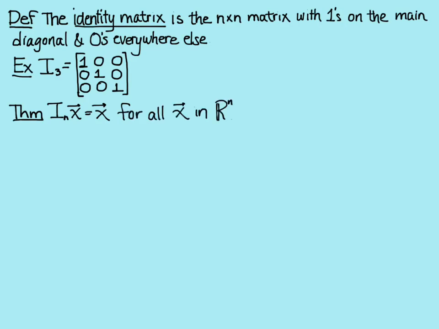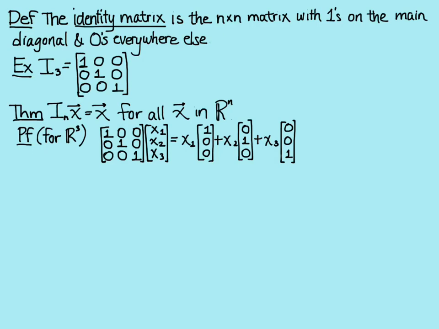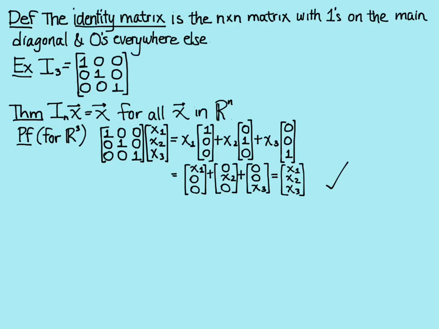It turns out that the identity matrix times any vector x is equal to the vector x. And we can prove this. I'm going to prove it just for a 3 by 3 matrix. So if I have I3 times the vector x1, x2, x3, that's going to be x1 times the first column of I, plus x2 times the second column of I, plus x3 times the third column of I. And when we work this out, we get the vector x1, x2, x3.